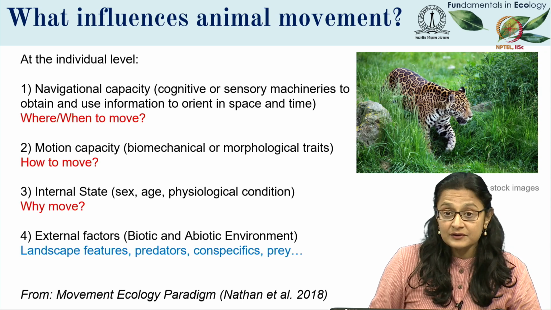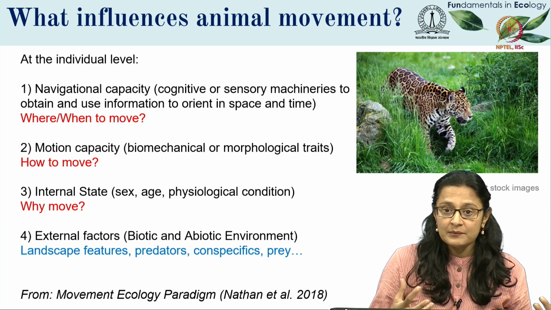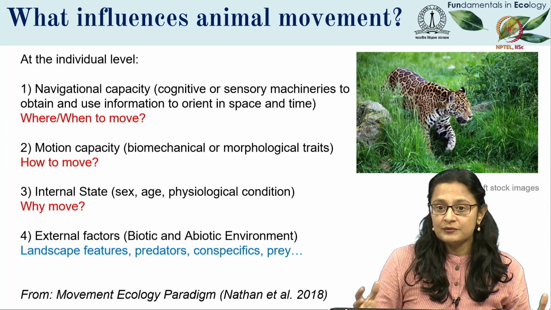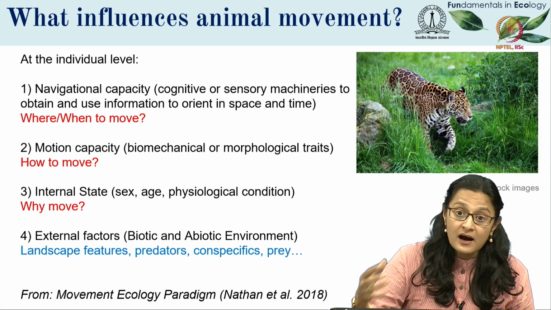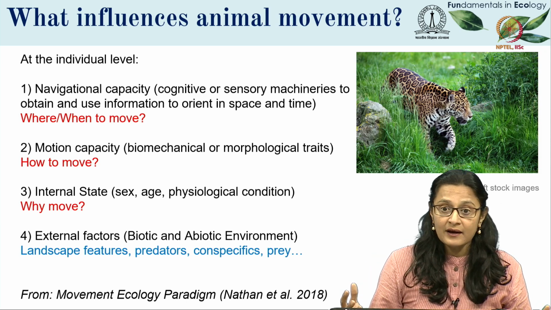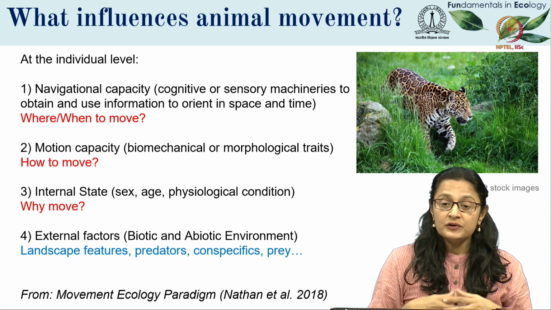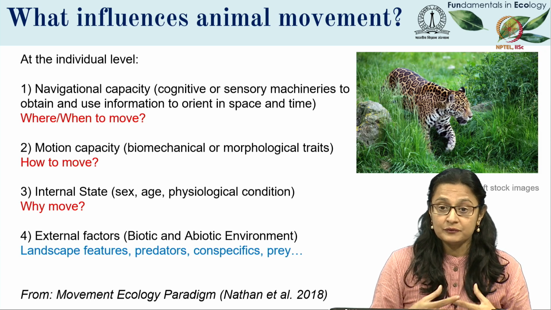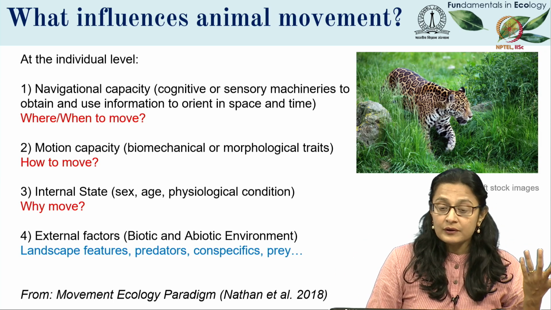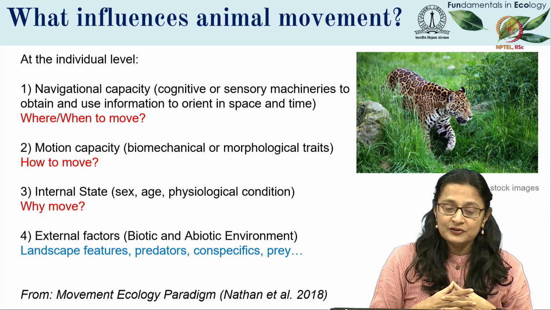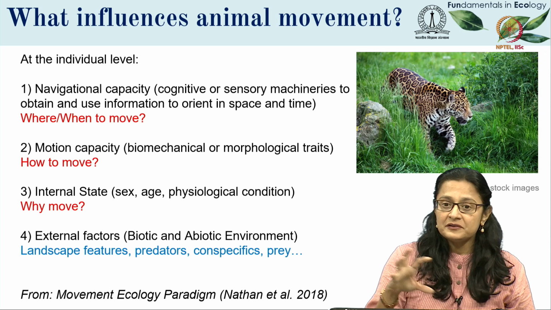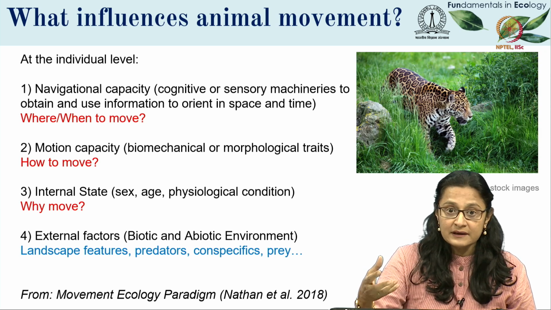And finally, there are external factors, which is the biotic and abiotic environment that the individual is interacting with. So landscape features, for example, can either enhance or impede movement. Predators, conspecifics, prey, all have different influences in which direction and how far an animal would move. So for example, you'd expect a prey to move away from predators, or conspecifics to find each other during the breeding season, or predators to seek out prey. These are external factors that influence the nature of the animal movement.